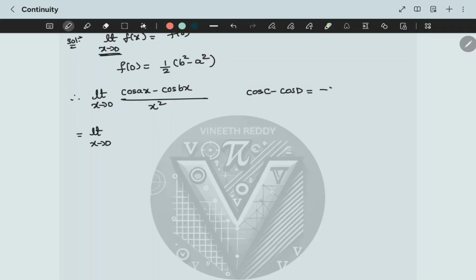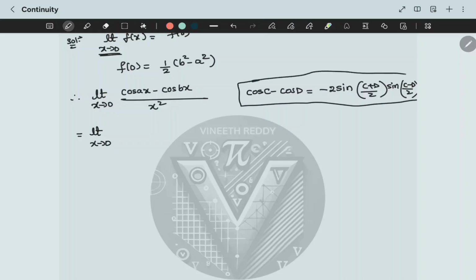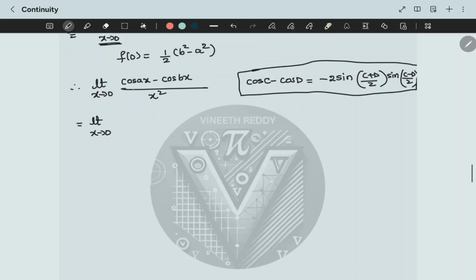Now dear students, all of us know what is cos c minus cos d. Cos c minus cos d is minus 2 sin (c plus d) divided by 2 times sin (c minus d) divided by 2. Please note it. This is a very important formula, okay? So cos c minus cos d is minus 2 times sin, c is ax, d is bx, (ax plus bx) divided by 2, and then sin (ax minus bx) divided by 2.